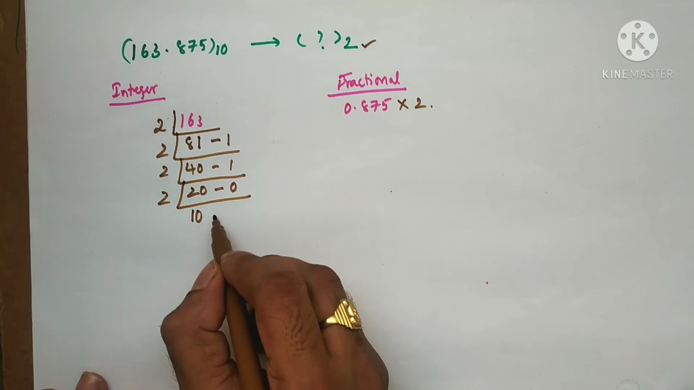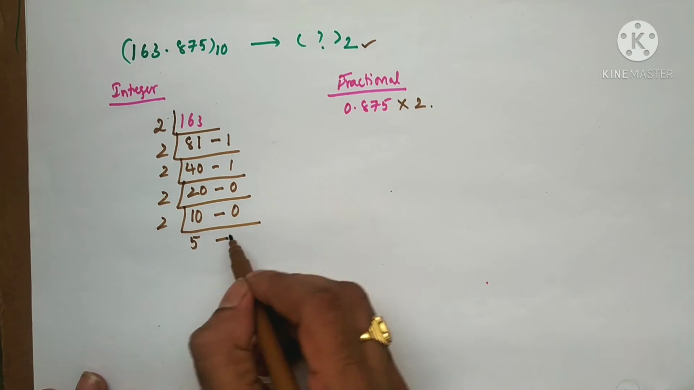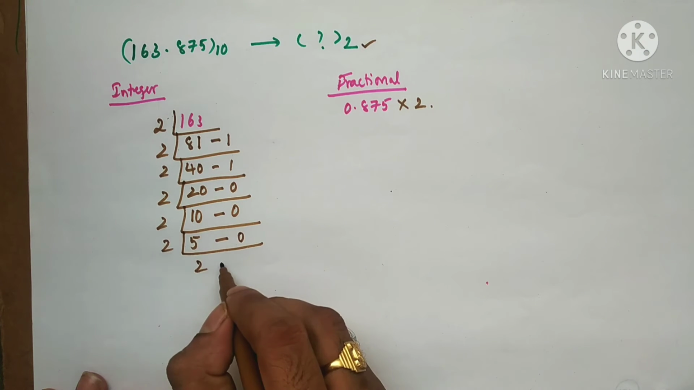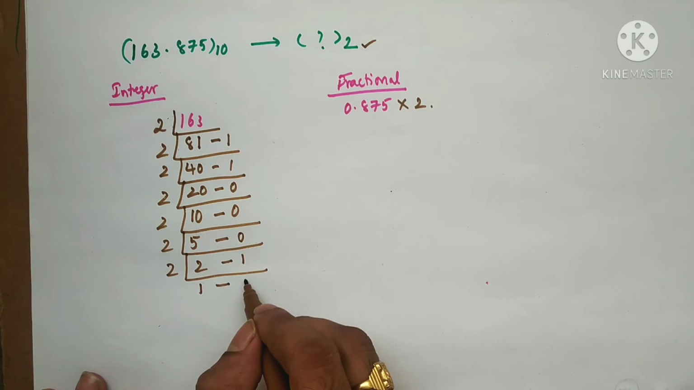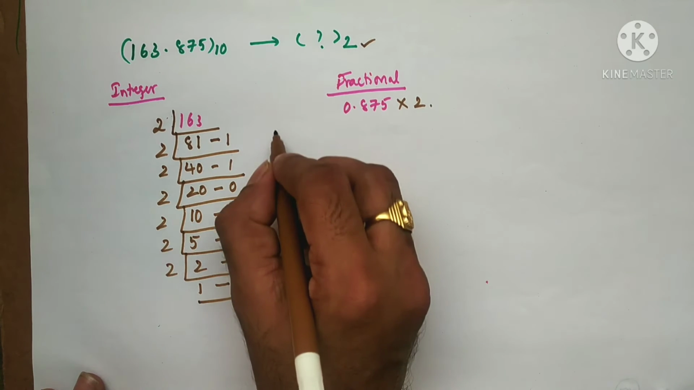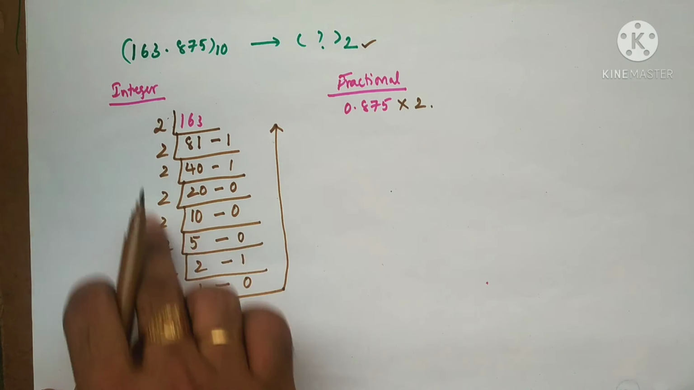2 10s are 20. Remainder is 0. 2 5s are 10. Remainder is 0. 2 2s are 4. Remainder is 1. 2 1s are 2. Remainder is 0. Okay. We have to write remainders from bottom to top. So 10100011 is the value while dealing with the integer part.